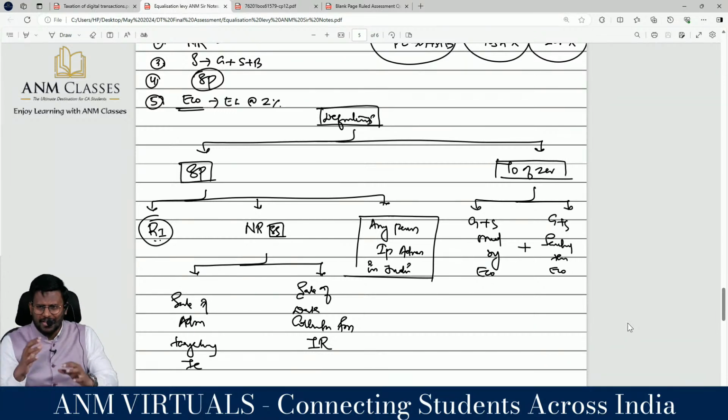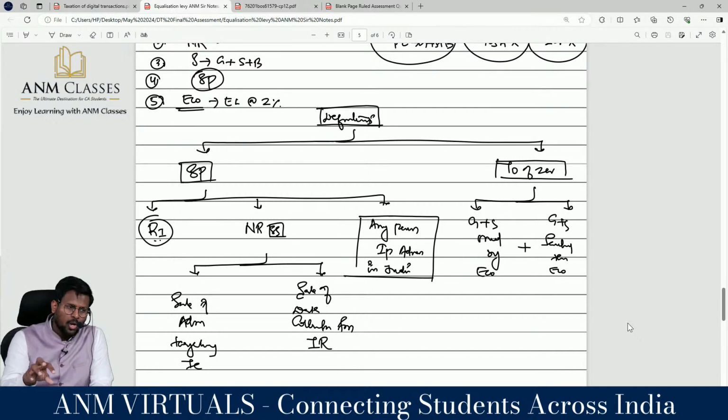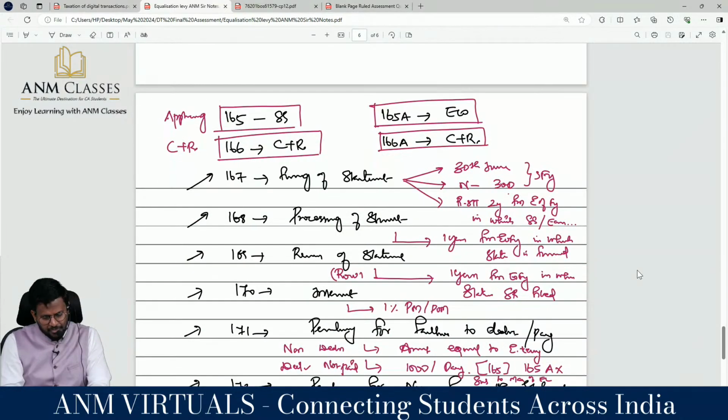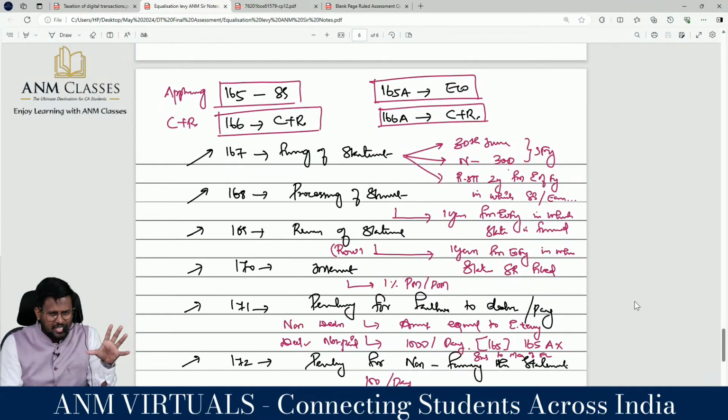Now, when you are calculating the turnover of 2 crores, you have to include own turnover plus the others' turnover. That means whatever goods or services or both are owned by the ECO, and also goods or services or both supplied through the ECO. Right? These are procedural aspects. I'll call this procedural aspects. 165 is what? Specified services, and 165A is e-commerce operator.